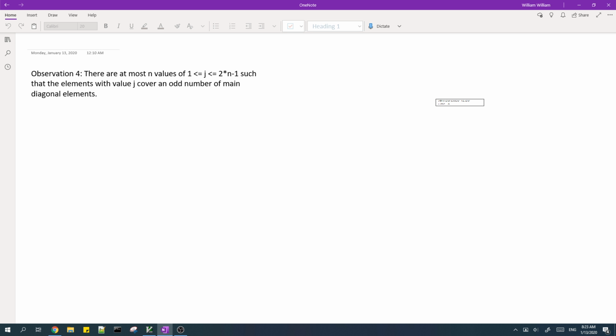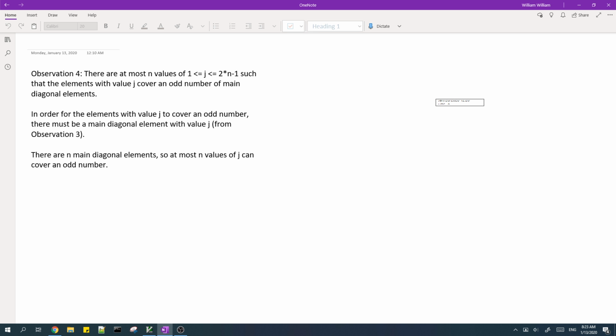Observation 4 is that there are at most n values of j from 1 to 2n minus 1, such that the elements with value j cover an odd number of main diagonal elements. Because in order for the elements with value j to cover an odd number of main diagonal elements, there must be a main diagonal element with value j. And this follows from observation 3. And since there are only n main diagonal elements, at most n values of j can cover an odd number.